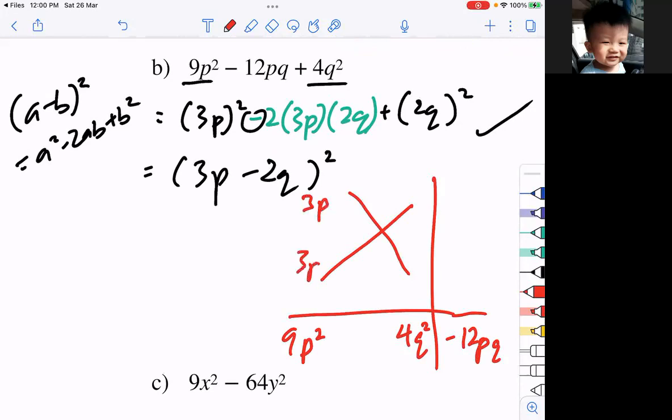Yeah. What times what gives you 4q squared? It's the same. And you follow the diagonals to multiply. You really get 6pq and 6pq.